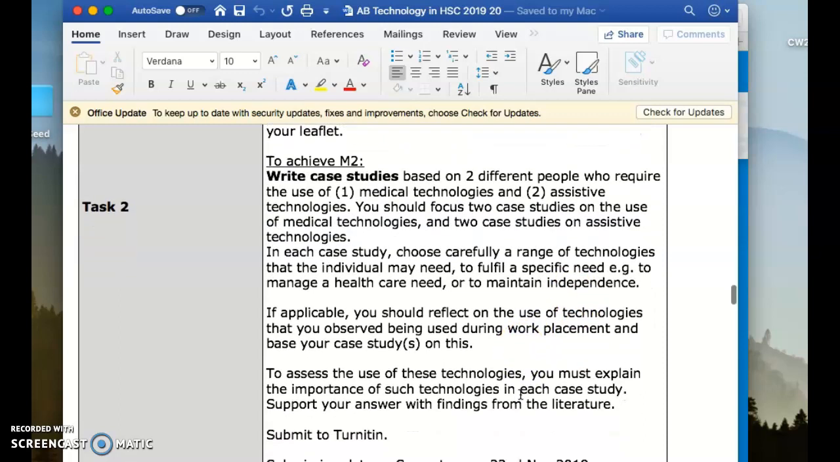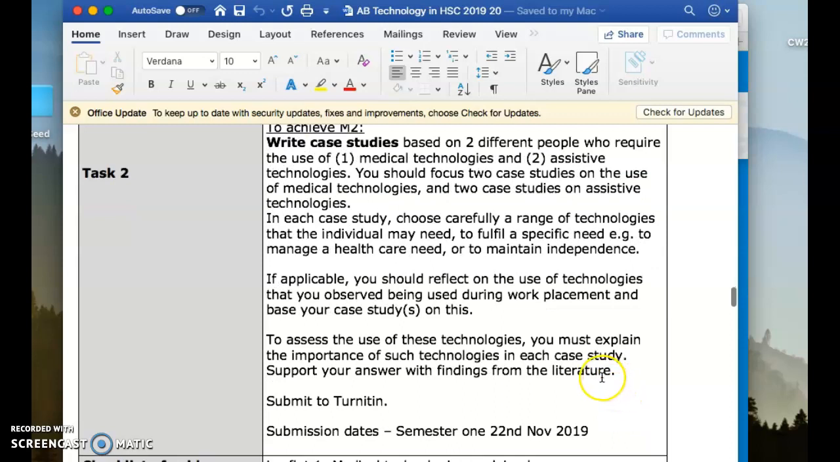So then it goes on to say, if applicable, that you should reflect on the use of technologies that you observed being used during work placement, and base your case study on that. Or if you're working in a care home right now, you might have seen a number of technologies being used to support a service user or patient or client. To assess the use of these technologies, you must explain the importance of such technologies in each case study, and then support your answer with findings from the literature, and what that basically means is research.